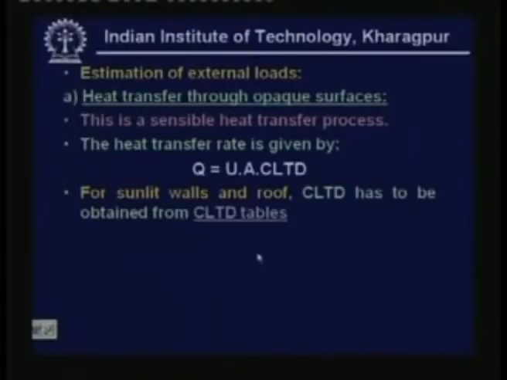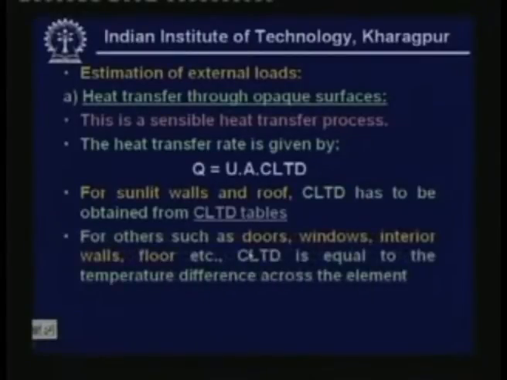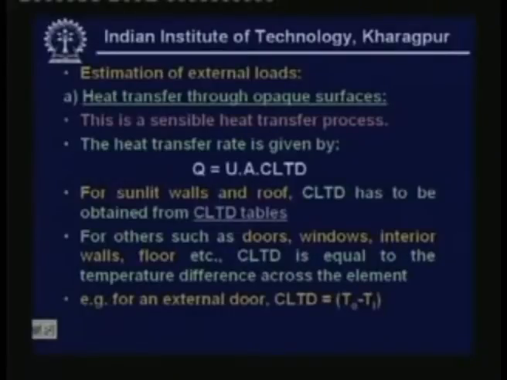And how about other elements, for example, which are not sunlit? For other elements which are not sunlit or which have very small thermal capacity, such as doors, windows, internal walls, floor, etc., the CLTD is simply equal to the temperature difference across the elements. So here you do not have to consider the solar radiation aspects, because either they are not sunlit or they have very small thermal capacity, hence they do not store much energy, okay. So for these elements the heat transfer rate is simply equal to UA into temperature difference.